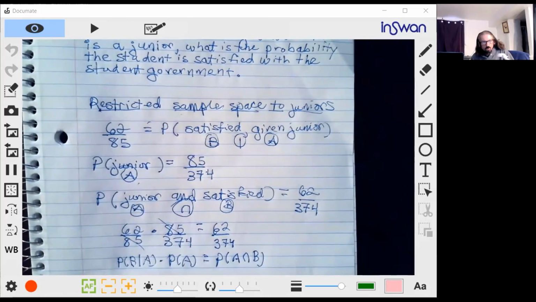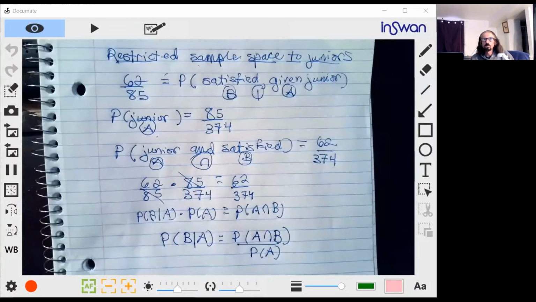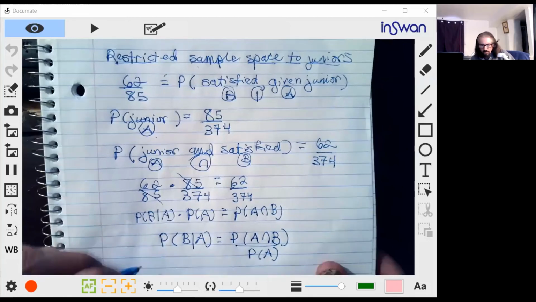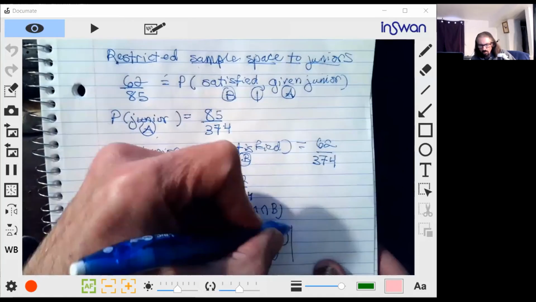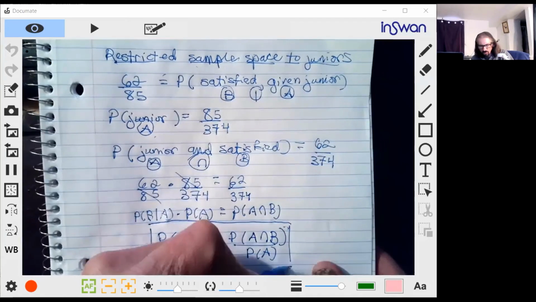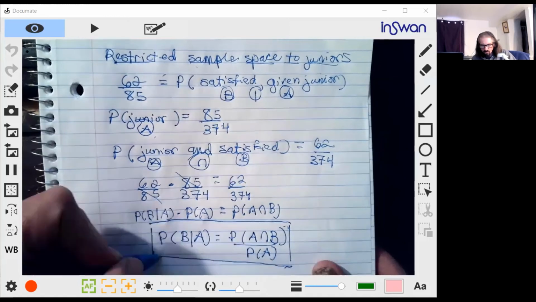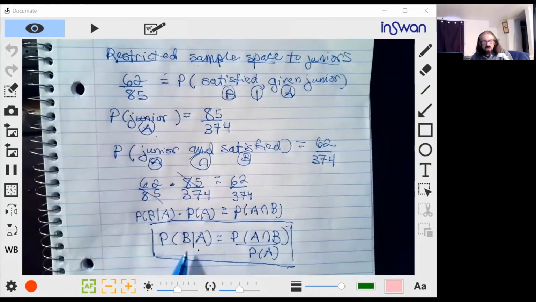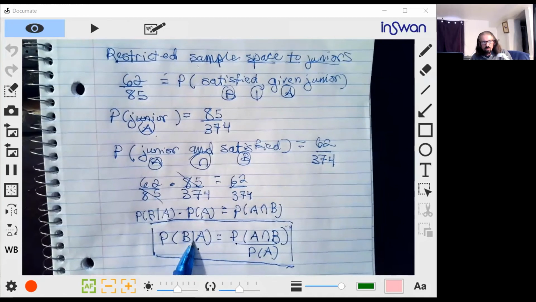Since our focus was on this probability, if we divide both sides by the probability of A, then we come up with this important formula for a conditional probability. What's the probability of B given the condition of A? This is not a fraction. However, I like to remember this by noticing that we are dividing by the probability of A.